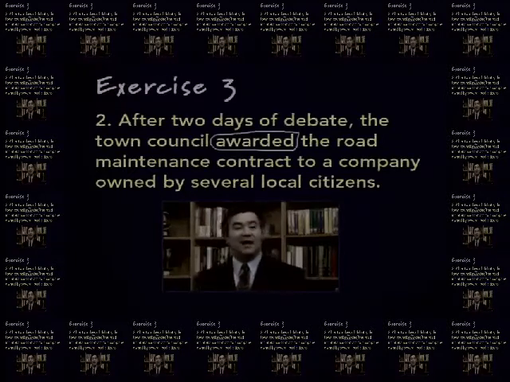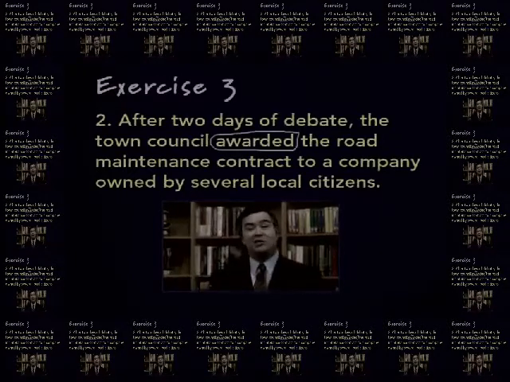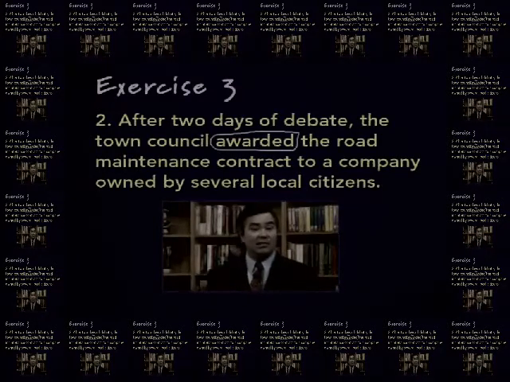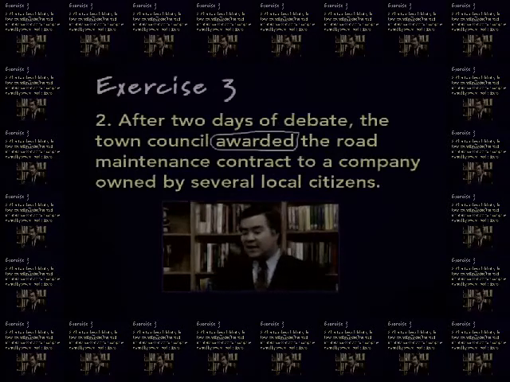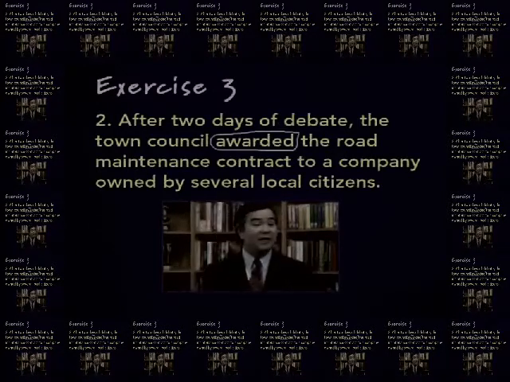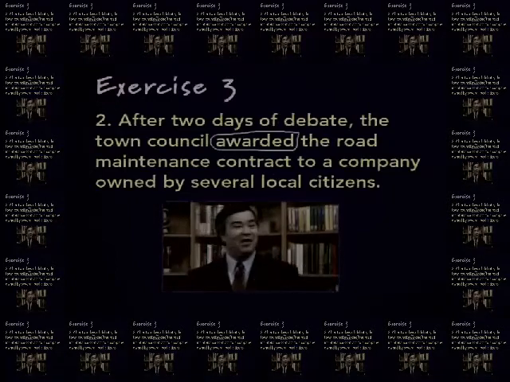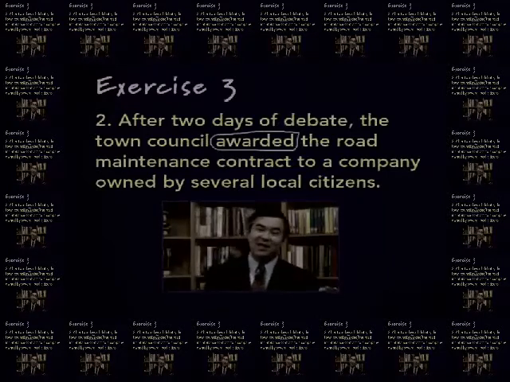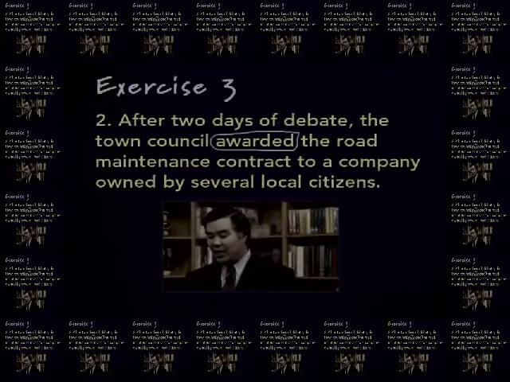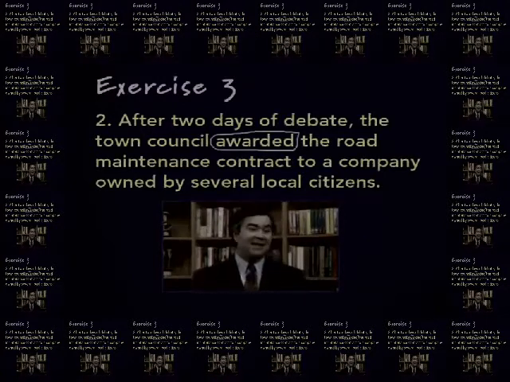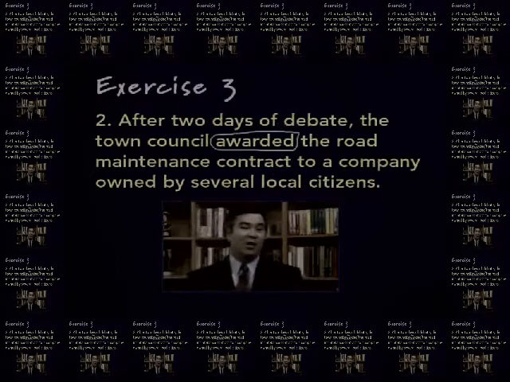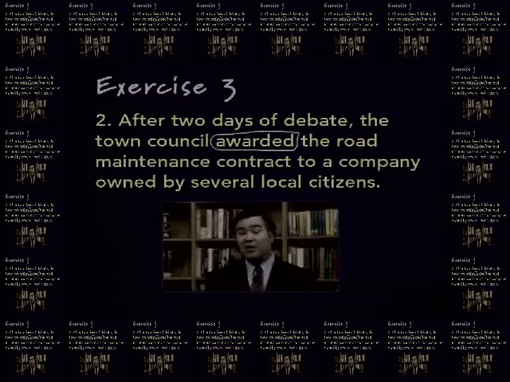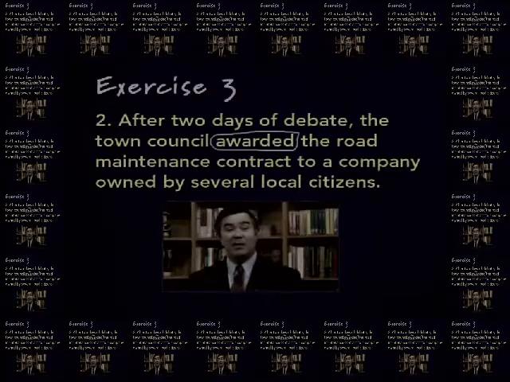Now, what about an indirect object? Is there a word or phrase that answers the question to whom or to what the road maintenance contract was awarded? Well, the answer in a way is yes, the contract was awarded to a company owned by several local citizens. But this is not being used as an indirect object. Remember, an indirect object would have to be placed between the verb and the direct object. And that's not where the company is placed. The company instead is tacked on at the end of the sentence. Furthermore, notice that the company is mentioned in a prepositional phrase. And as we saw a moment ago, an indirect object is never part of a prepositional phrase.